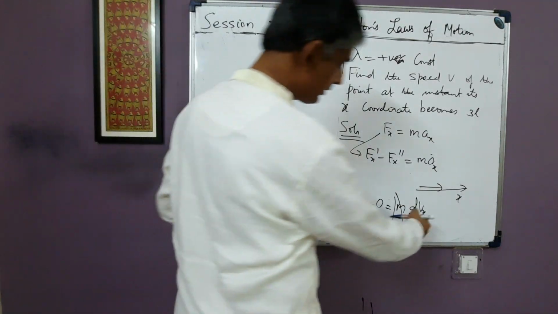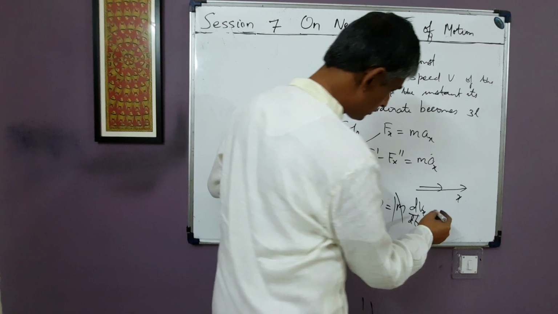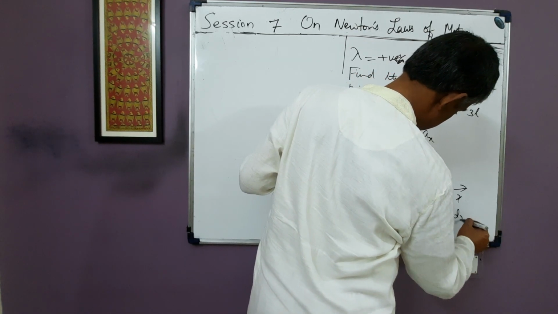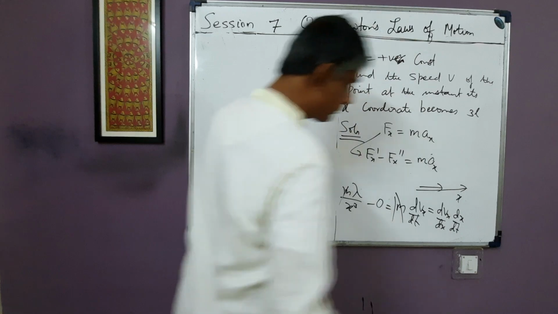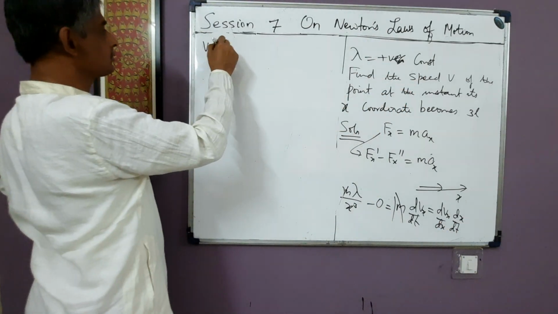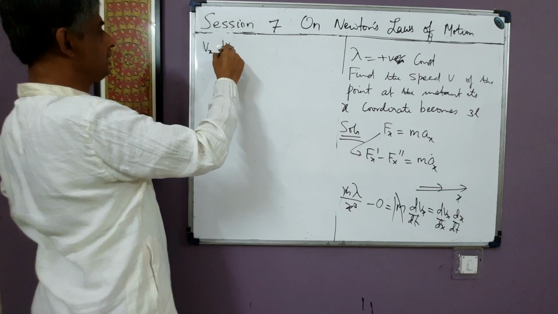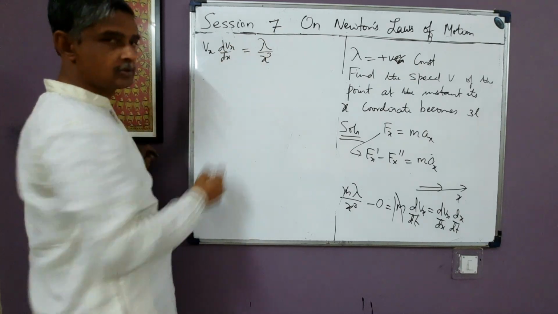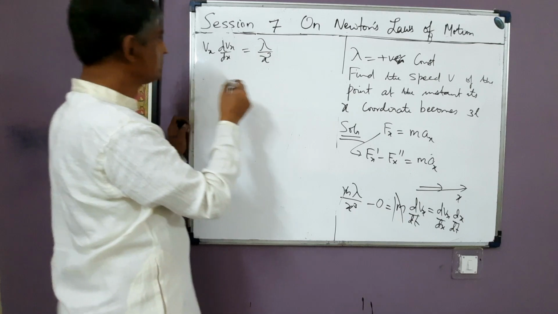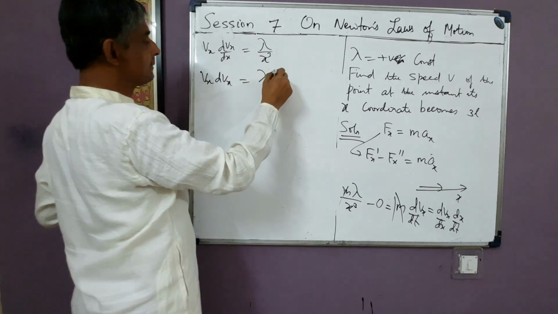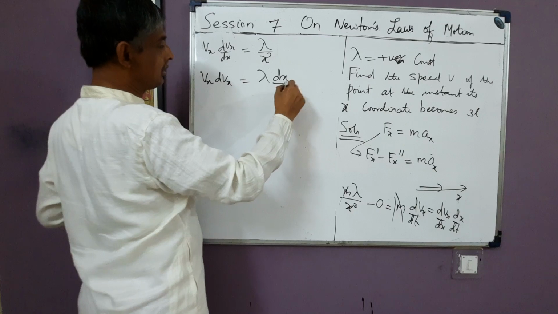Now you have to find Vx. So I write this using the chain rule this way: dVx by dx into dx by dt. Dx by dt becomes Vx. This becomes Vx dVx by dx is equal to lambda by x cube. Now shift dx that side. Vx dVx becomes lambda dx by x cube.